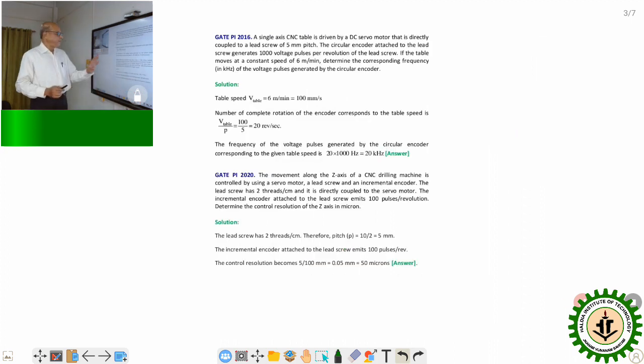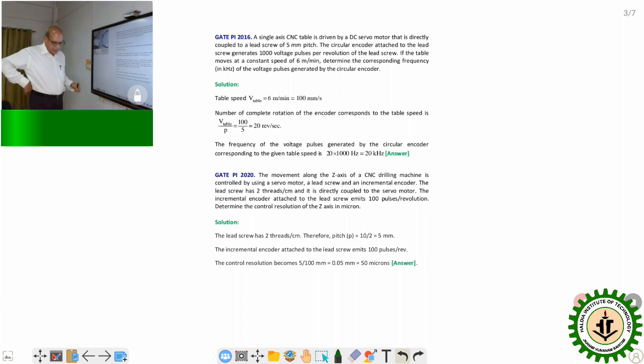Second problem, it is not a very difficult one. Still, I have considered that this sort of problem is likely to be encountered in the ensuing GATE examination. A single axis CNC table is driven by a DC servo motor that is directly coupled to a lead screw of 5 mm pitch. The circular encoder attached to the lead screw generates 1000 voltage pulses per revolution of the lead screw. If the table moves at a constant speed of 6 meter per minute, then what would be the corresponding frequency in kilohertz of the voltage pulses generated by the circular encoder?